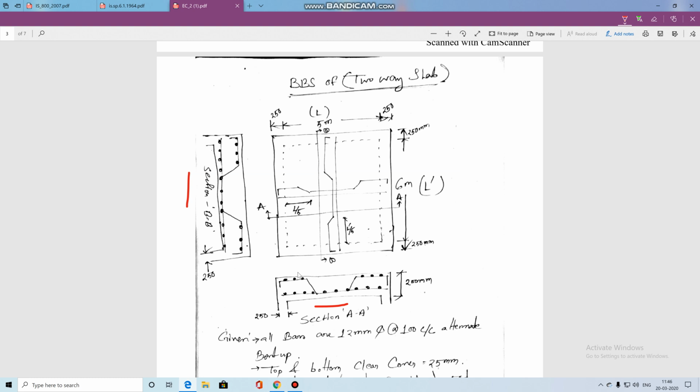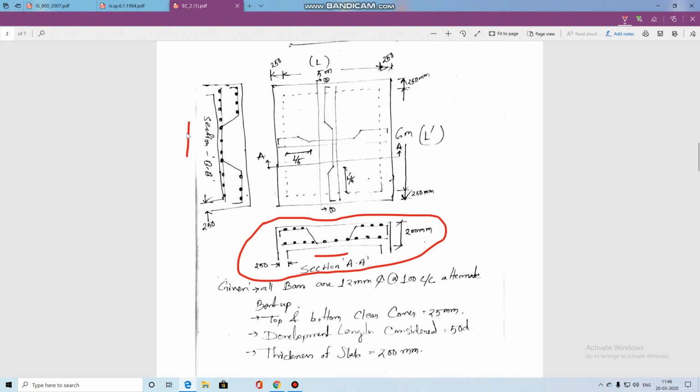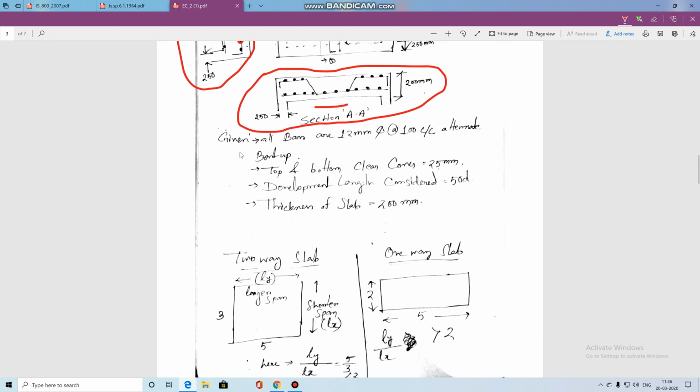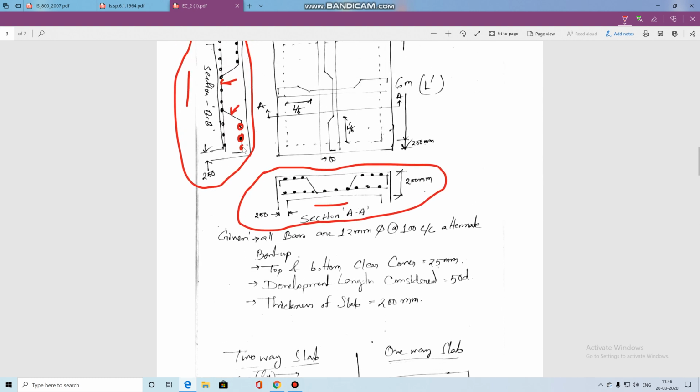I have completed all the calculations regarding section AA. If you can't understand, please ask me. For section BB, this is the total detailing. Now there are three kinds of reinforcement. This portion is called the bent up bar, this is the bottom bar or straight bar, and these bars are called the top bar, right? So these three kinds of bar I have to estimate.